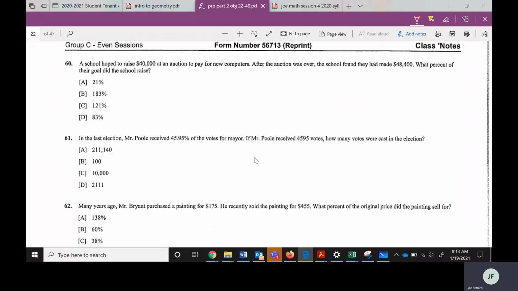So let's look at this one. I think this one's a little tricky in the way it's worded. A school hoped to raise $40,000 at an auction to pay for new computers. After the auction was over, the school found they made $48,400. What percent of their goal did the school raise? So right away, we know what we're looking for. We're looking for a percent.